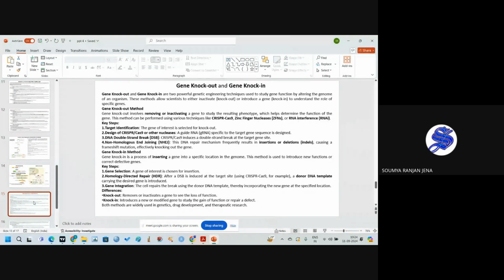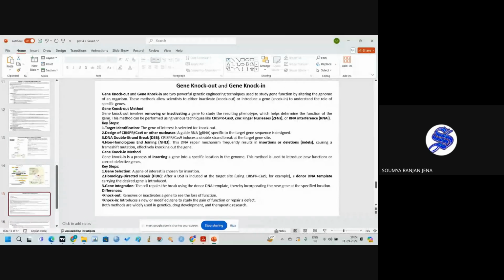Then after gene silencing, how can we do gene silencing by gene knockout or gene knock-in? Gene knockout and gene knock-in are two powerful genetic engineering techniques used to study gene functions by altering the genome of an organism. These methods allow scientists to either inactivate, meaning knockout of a particular gene, removal of that gene, or introduce a particular gene. This is knock-in, inside a DNA sequence to understand the role of a specific gene.